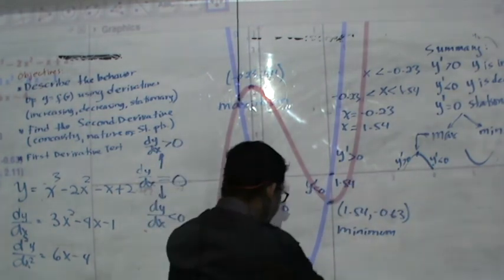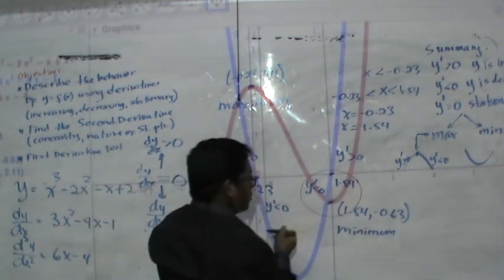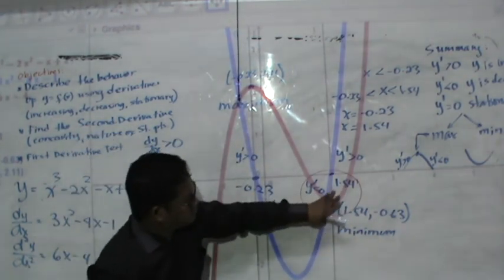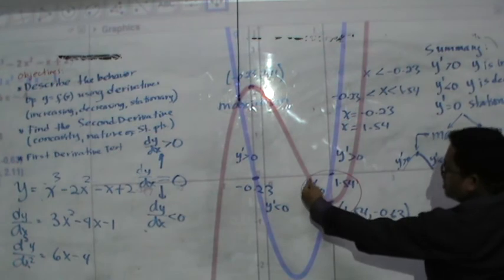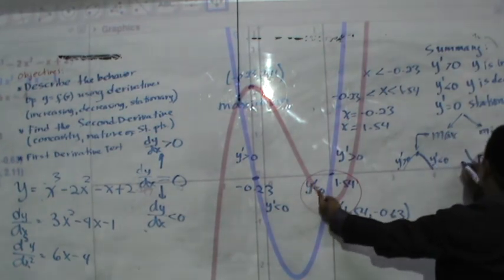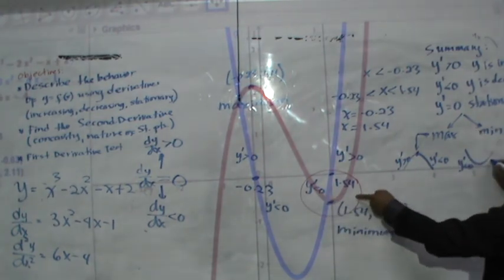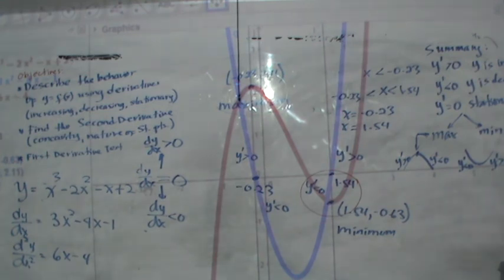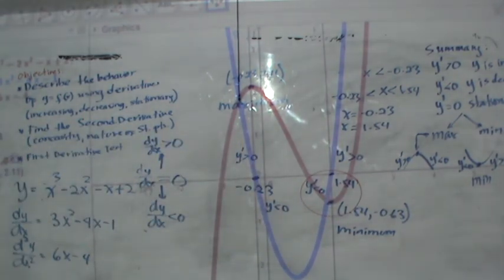Now, let's take only this portion here. This portion of the curve is actually this one. And we can see that here it is decreasing, or we can say that y prime is less than 0, and it is increasing at this portion, or we can say that y prime is greater than 0. Then this stationary point is actually minimum. And that one is what we call the first derivative test.